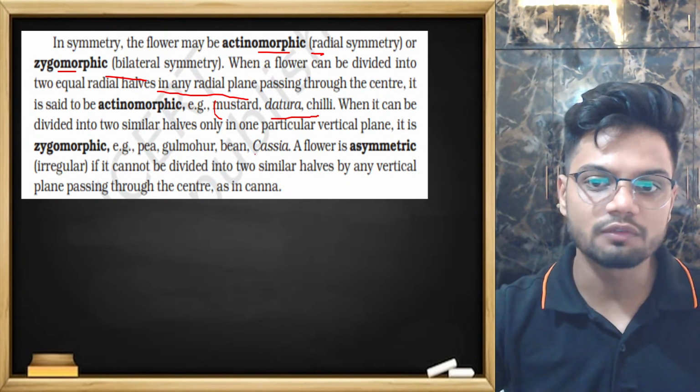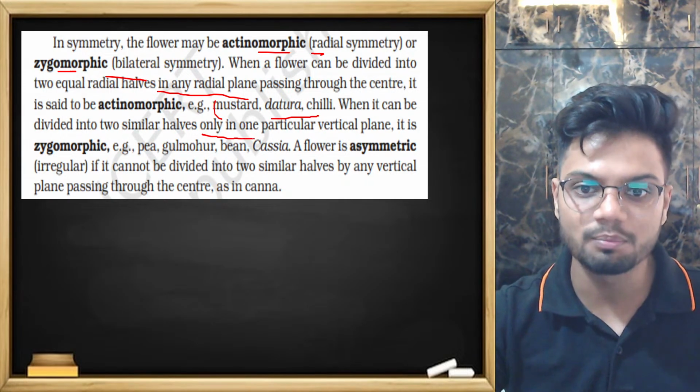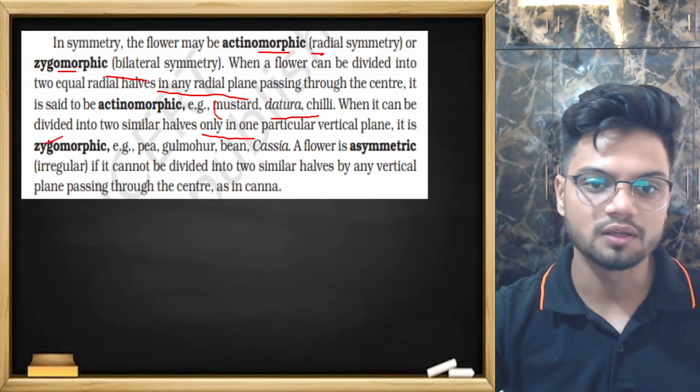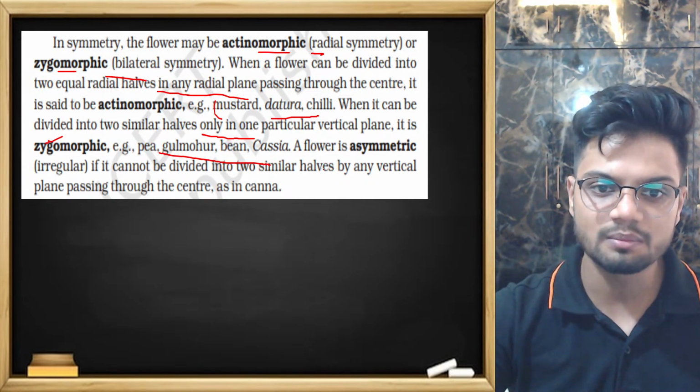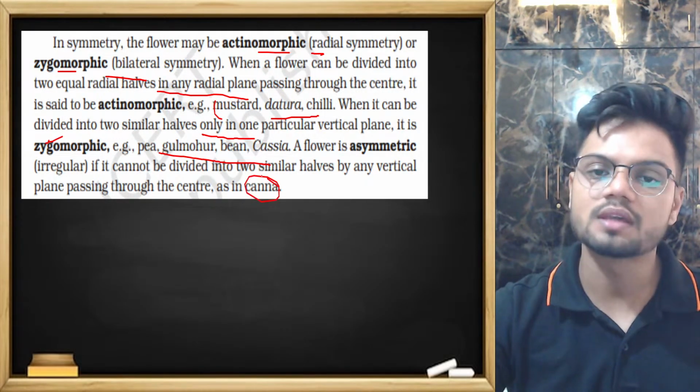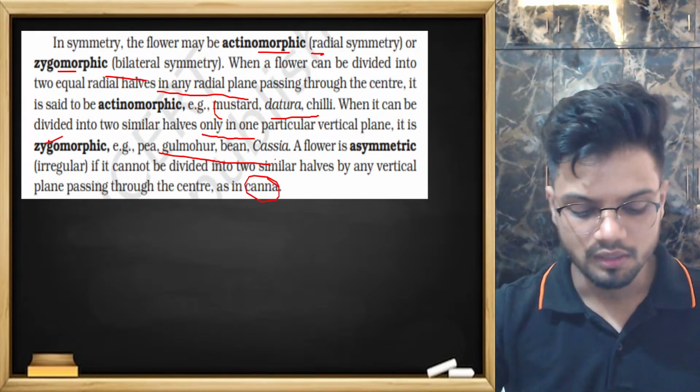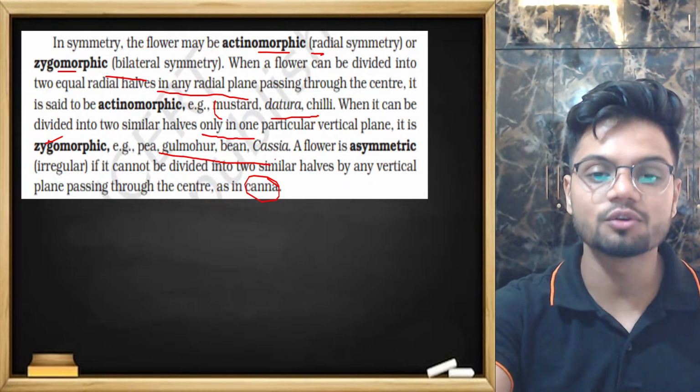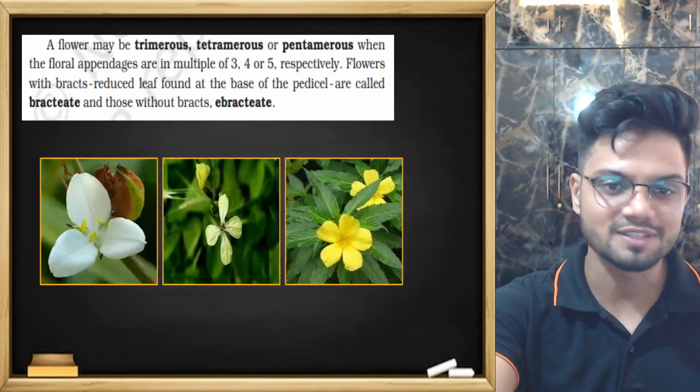Where it can be divided into two equal halves in only one plane, see, only one plane, that becomes zygomorphic: pea, bean, gulmohar, and cassia. Asymmetrical cannot be divided. Example is canna. Any line you did not understand, friends? Did you not understand anything of the NCERT?